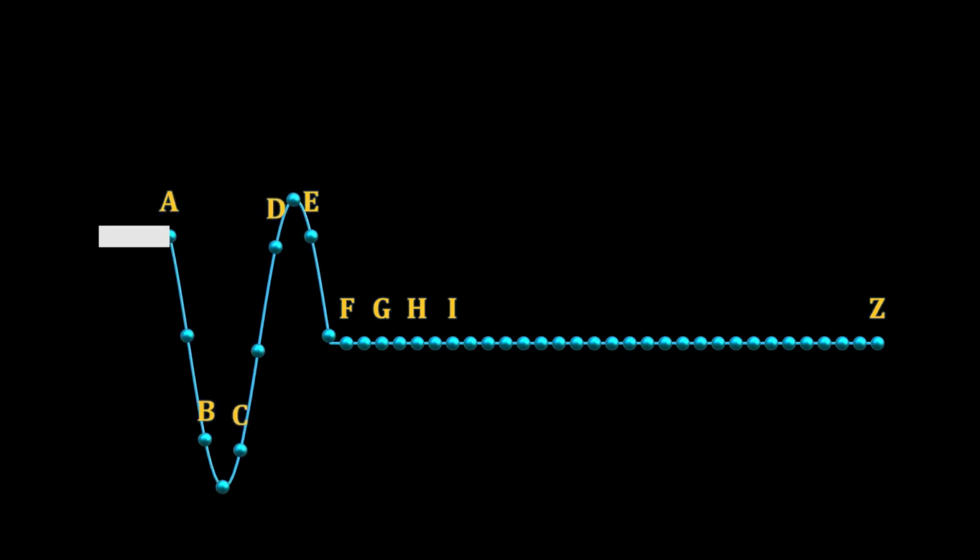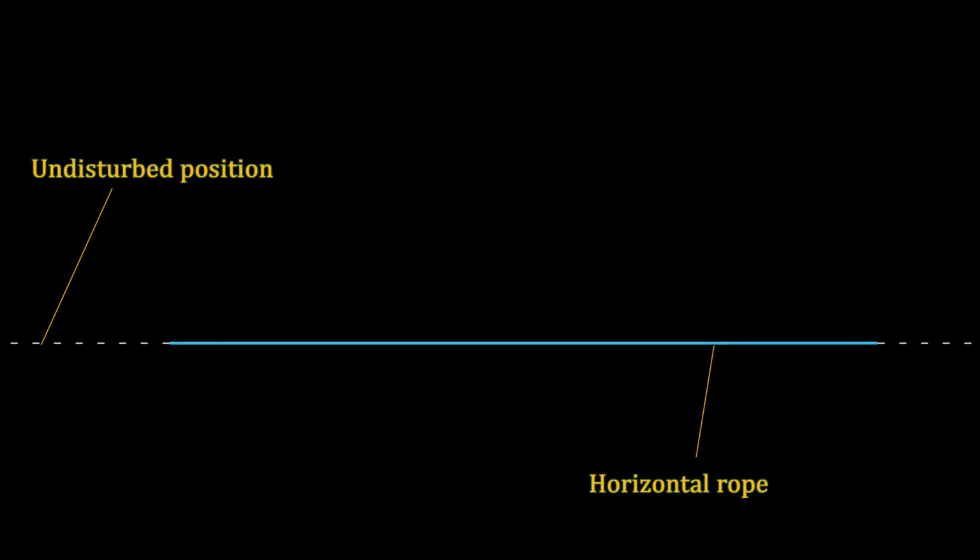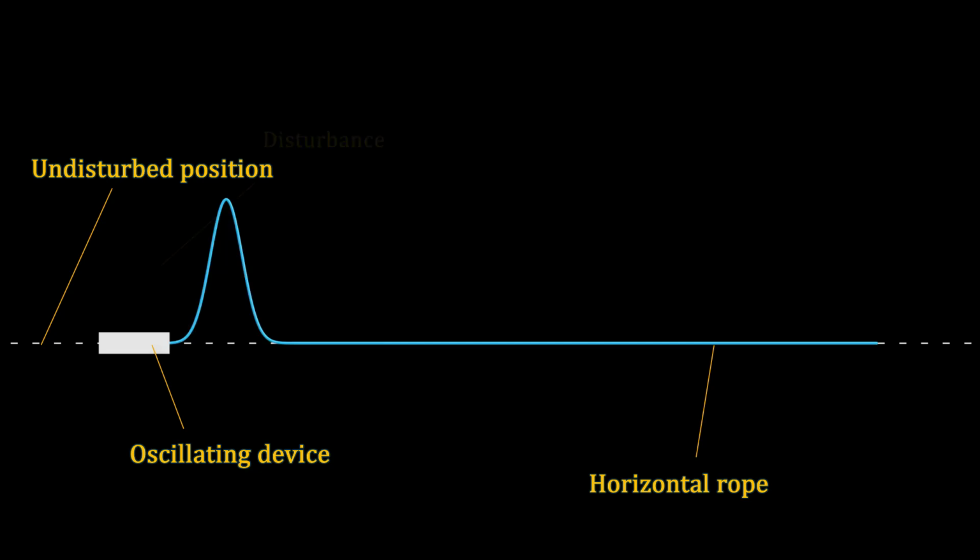In this video, we are going to be talking about waves. Consider a horizontal rope as shown here. The horizontal dashed line is the undisturbed position of the rope. Let us place an oscillating device at one end of the rope. Using the oscillating device, let us create a sharp disturbance.